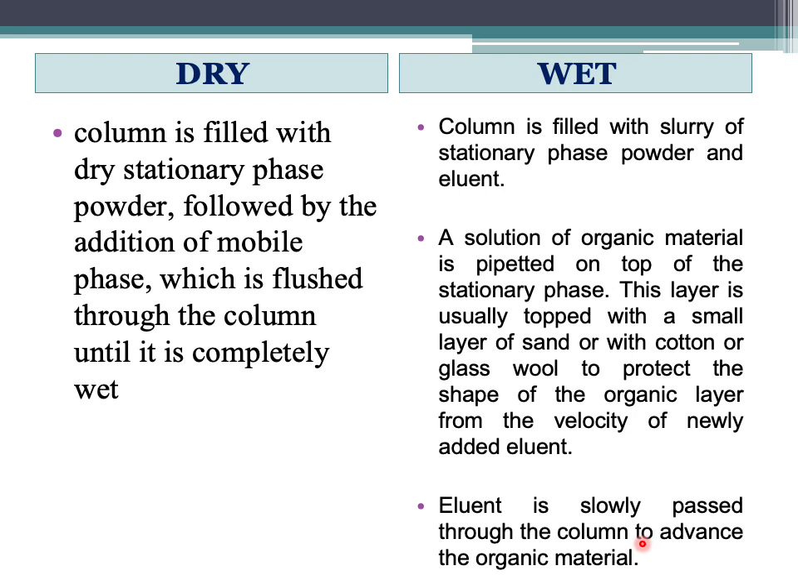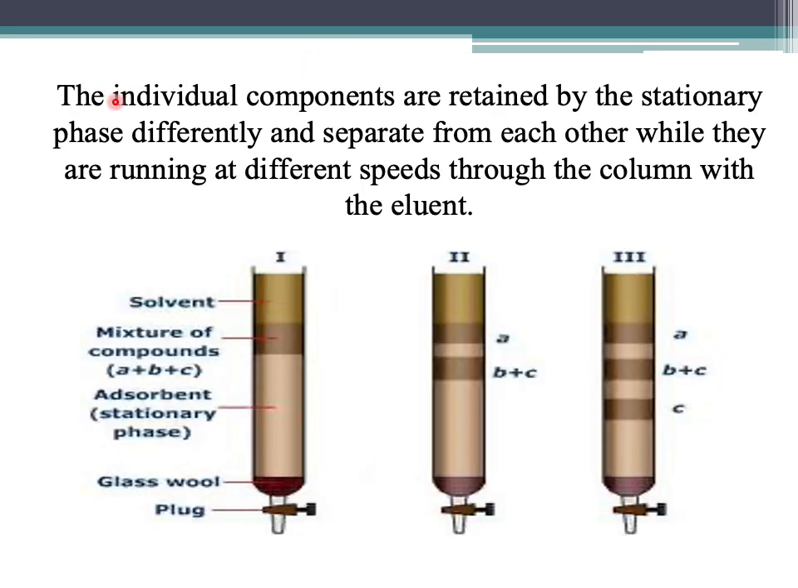So kita tambah solution of organic material masuk ke dalam top of the stationary phase. So dia akan lalulah dekat dalam column tu. So the individual components are retained by the stationary phase differently and separate from each other while they are running at different speeds through the column with the eluent. So dia akan jatuh ni berdasarkan dia punya kelajuan. Ni dia punya proses separation dia. Okay. Dia akan lalu satu column.